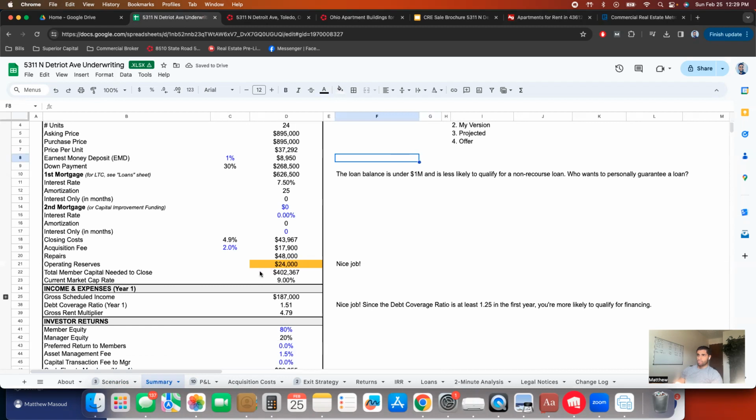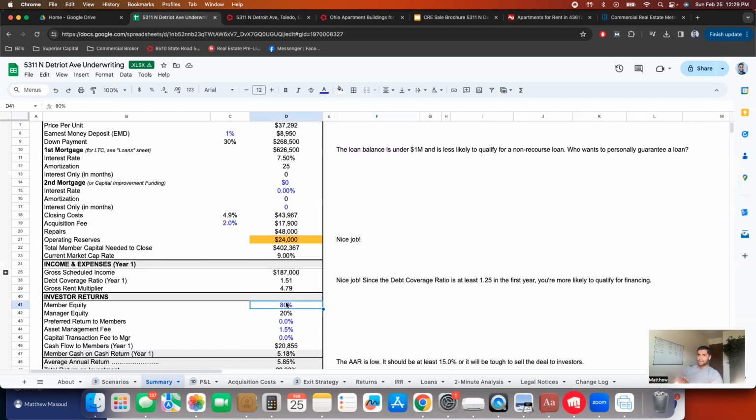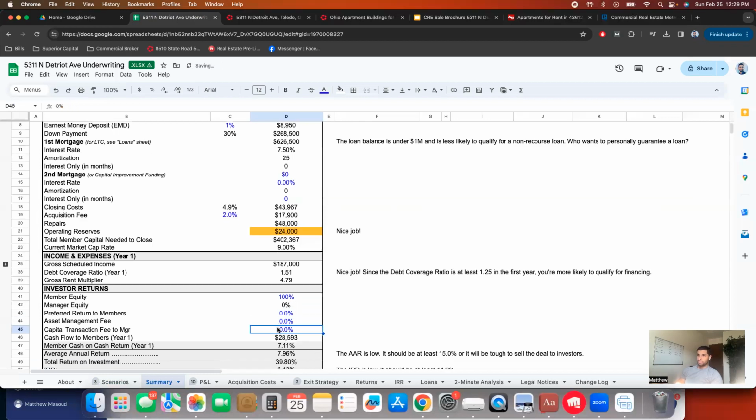So this is assuming it's a syndication with 80-20 syndication. That's the default that's plugged into the calculator. But let's assume we're not going to be syndicating this property and there will be no asset management fee. So this is how much you'll need to close. You'll need 400,000 to close.